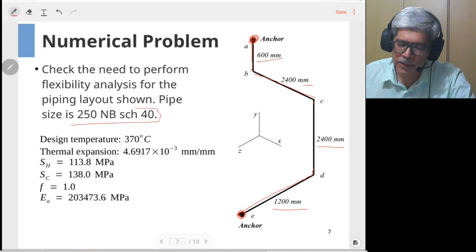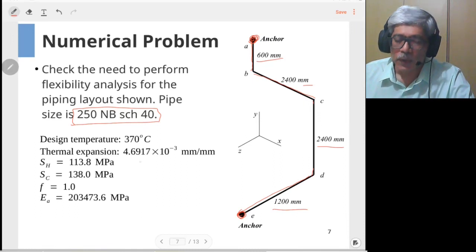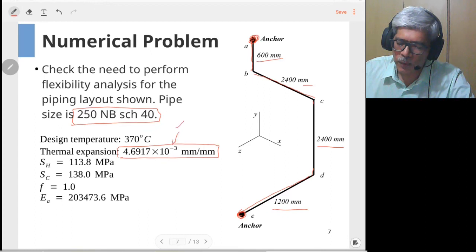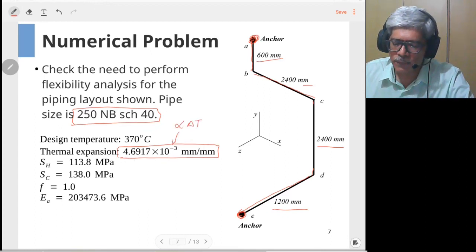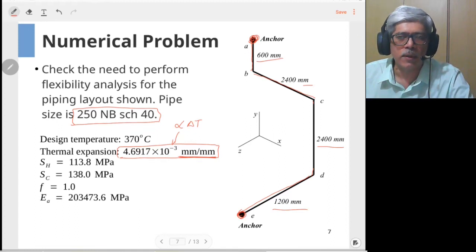The size of pipe is given as 250 NB schedule 40, and for applying the formula we need to know how much is the expansion of the pipeline. So in this case directly the alpha into delta T value is given here. So alpha into delta T is given as the number in terms of millimeters per millimeter. So if you multiply this number to the length of the pipeline, you will get the actual expansion of that particular leg of the pipeline.